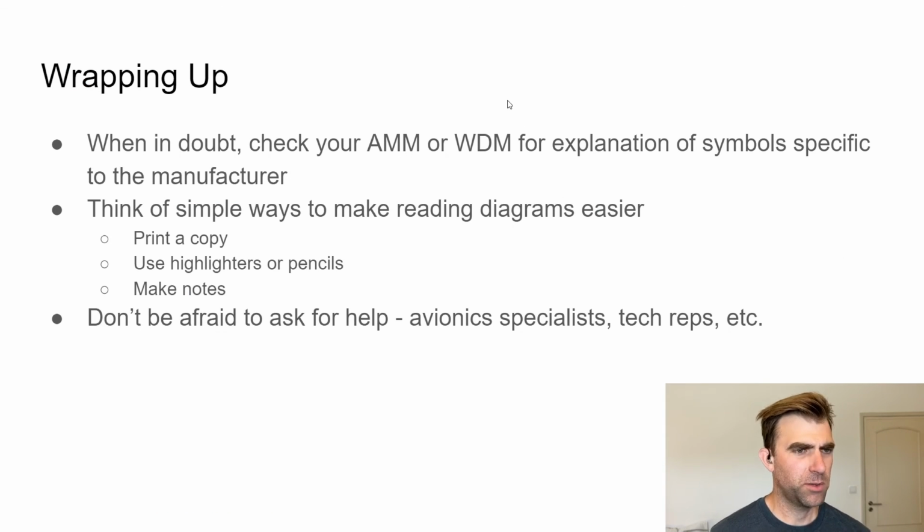All right, so wrapping up here, when in doubt, check your aircraft maintenance manual or wiring diagram manual for explanations of specific symbols. Each manufacturer is going to be different, so just be aware of that. It takes a little practice to become familiar with what the symbols look like. Just check the front matter to see a description of the symbols and what they mean, and wire labels and all of that good stuff.